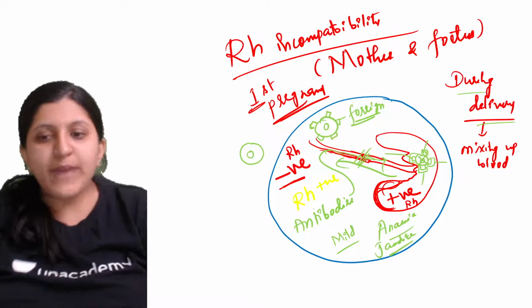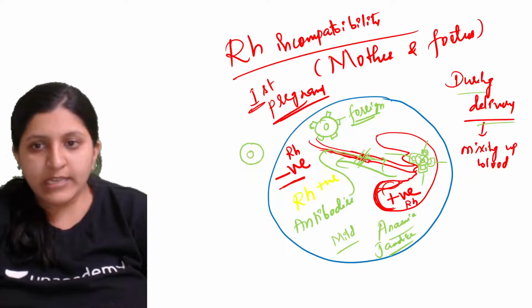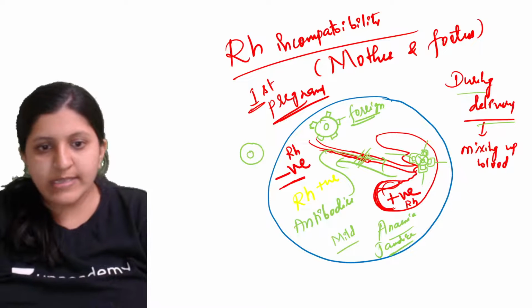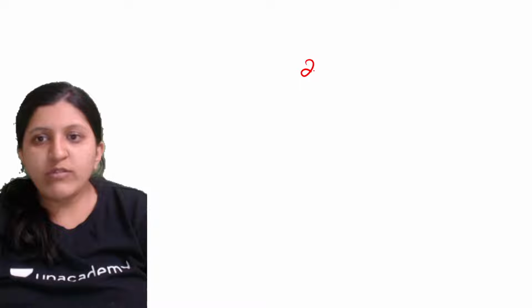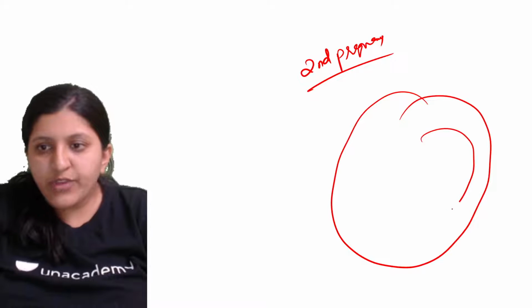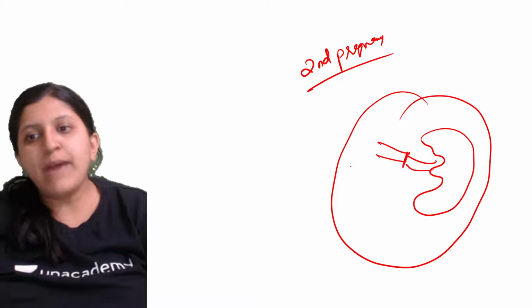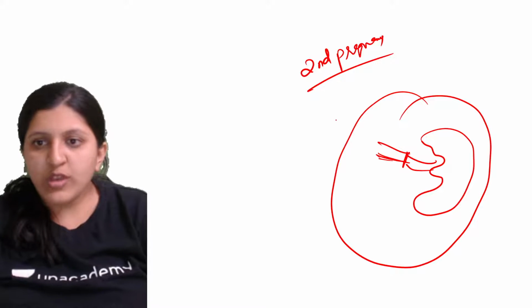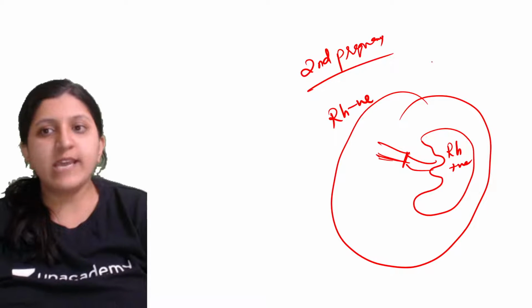Okay, now with respect to the same one, if we are saying that the mother is pregnant for the second time, let me just erase this and explain here itself. So now this mother is pregnant for the second time. She is the same mother, and there is a fetus growing inside the womb, and there is a placental connection and a barrier which is there to avoid mixing. Now this mother is RH negative and the fetus is RH positive. So this is during the second pregnancy.